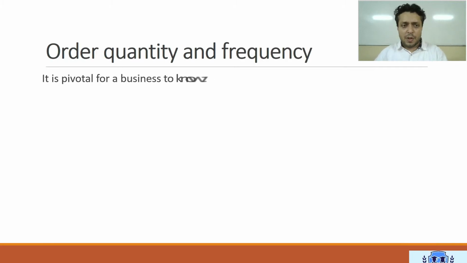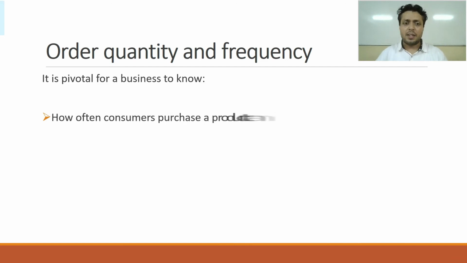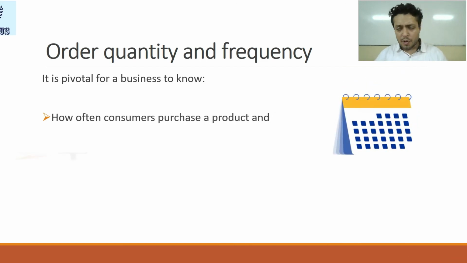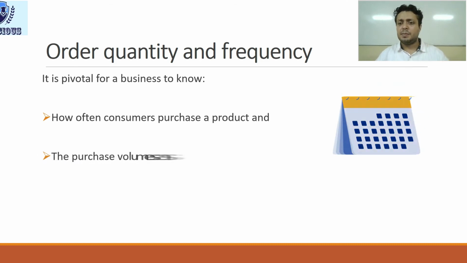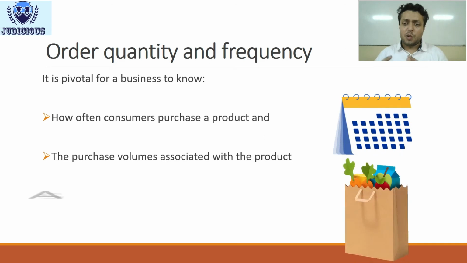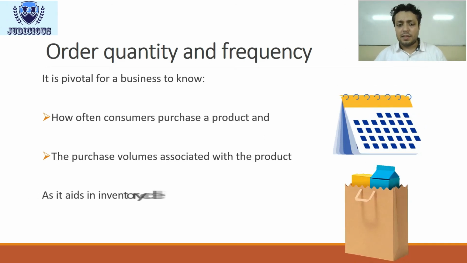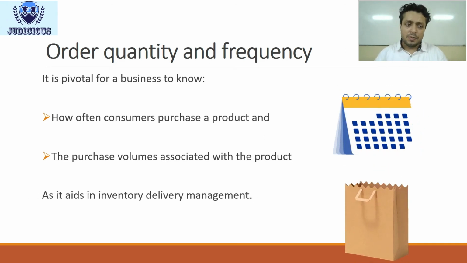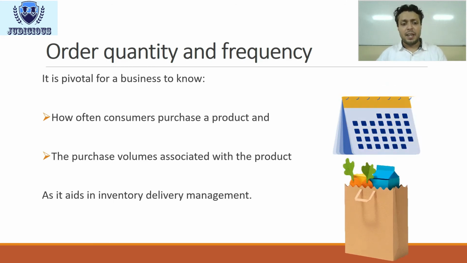Order quantity and frequency. It means that it is very important to know how often a consumer purchases a product, whether it is a daily purchase, monthly purchase, weekly purchase, and so on, and in what quantity the consumer purchases the same. So it is these two things. If we identify them, they will help immensely in our inventory delivery management.